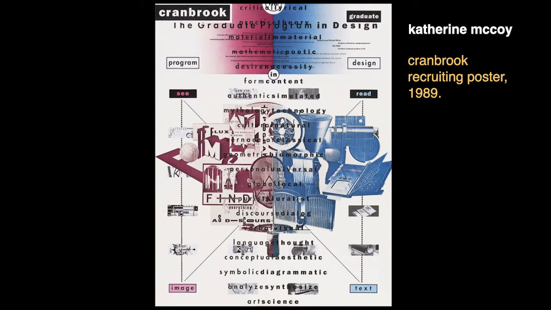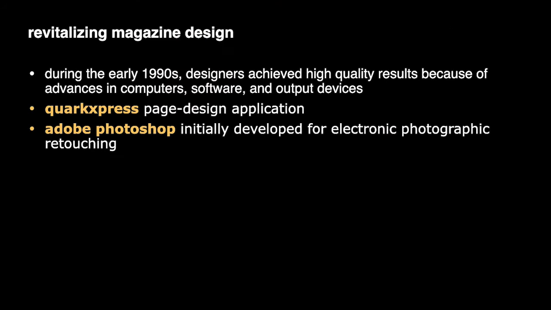The Cranbrook School in the 1980s was another center of experimental digital design. This recruiting poster by Catherine McCoy is a photo montage of student projects layered with a diagram about communications theory against paired words of opposites. The digital revolution revitalized magazine design.